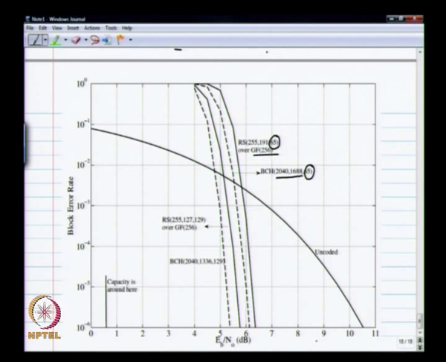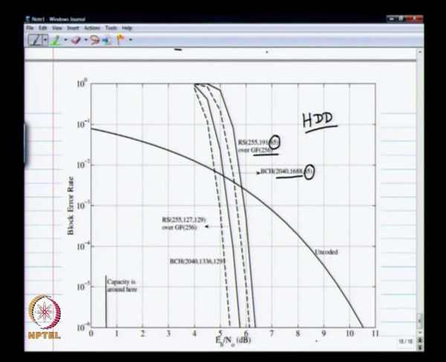So I have taken a GF 2 power 12 BCH code, a larger BCH code. So the BCH code will be slightly better than the Reed-Solomon code. We know that that's true, right? The minimum distance is slightly better, so it will be better. And these are actually hard decision decoders. Okay, so you do hard decision decoding, no soft decision.